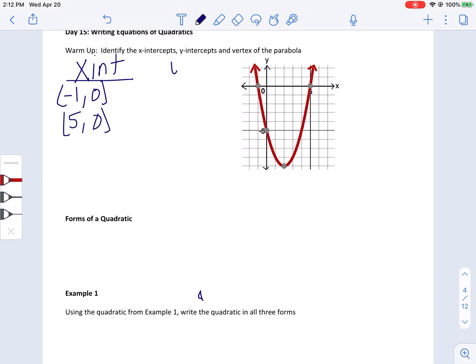What are our y-intercepts? (0, -5). And then what's that vertex down there? 5, 6, 7, 8, 9. So I think that is (2, -9).